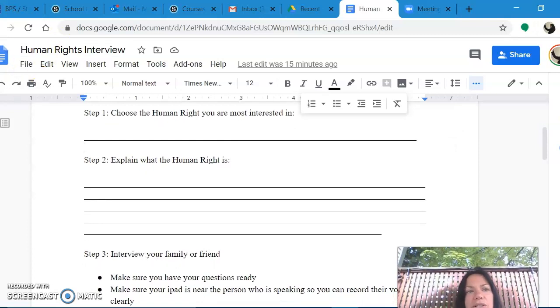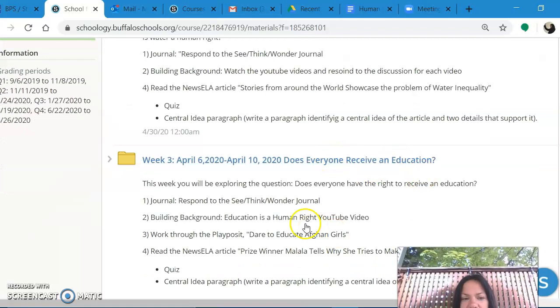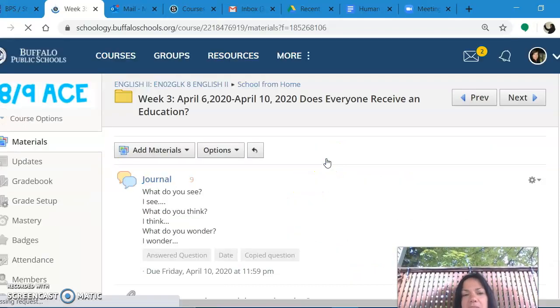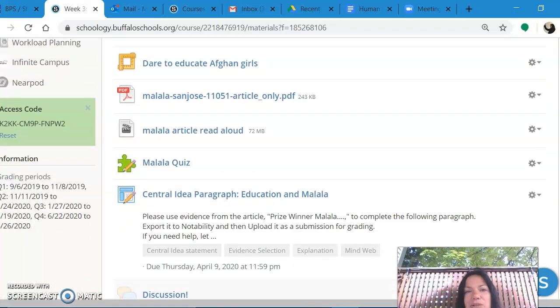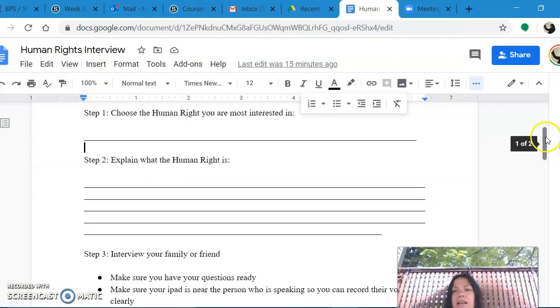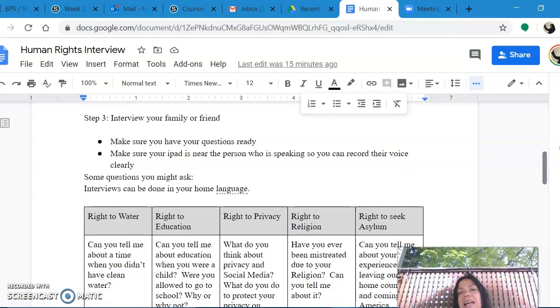So you would go back to Schoology, you would go back to that week about education, and you would review what you did for that week so that you have a good understanding to explain to your family member about this human right. You also might translate that from English into your home language so that you can explain to your family member what this human right protects. And then you're going to set up your iPad and begin your interview.